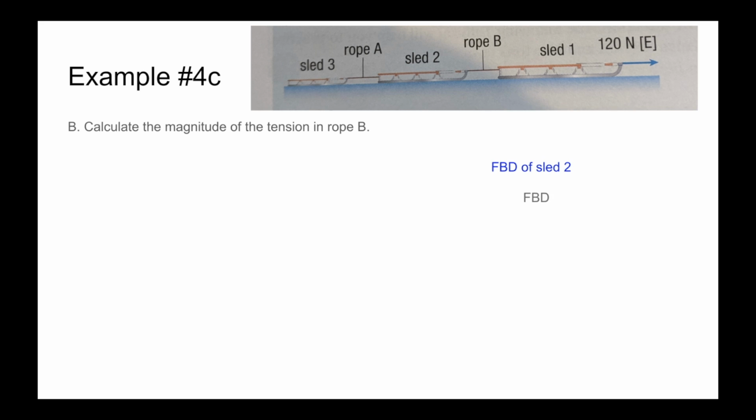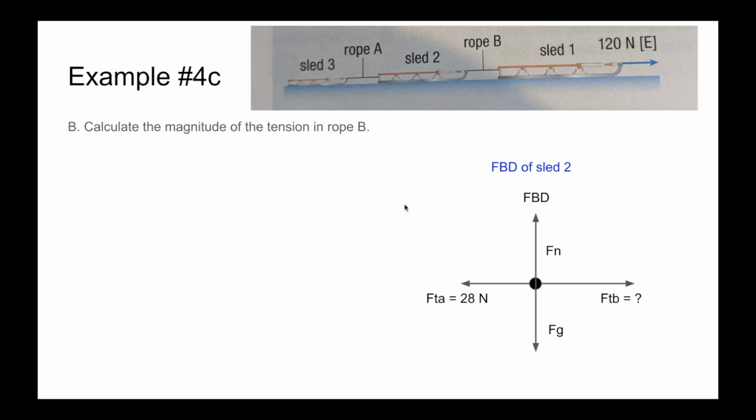Okay, so here's what it looks like. We've got the gravity force downward, the normal force upward. Once again, we don't need to calculate that. It doesn't matter. They balance each other out. We have the tension force of rope B pulling this sled to the right, and that's not all. This is the tricky part. We also have the tension force of rope A pulling sled number 2 to the left.